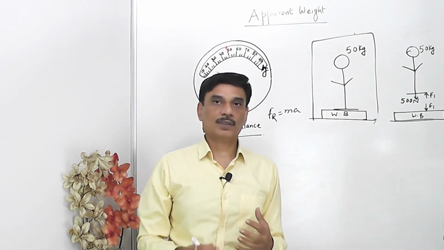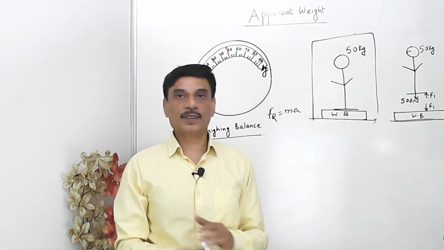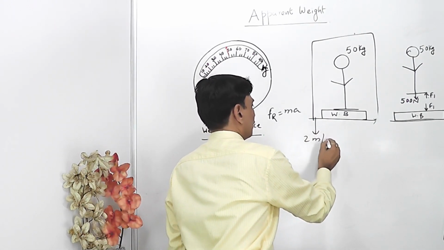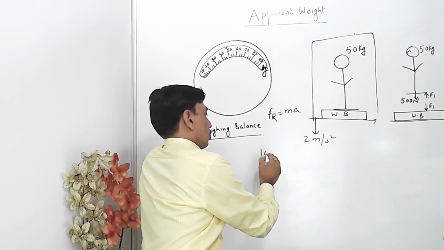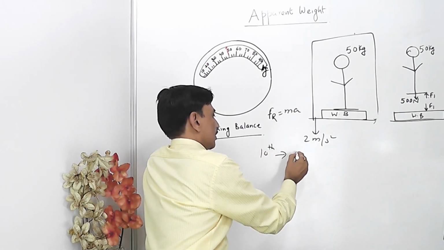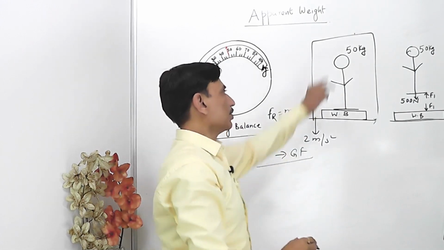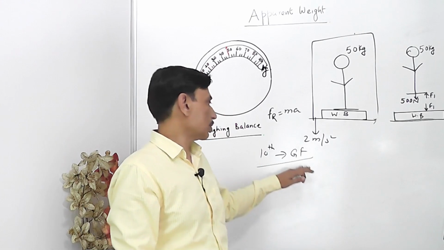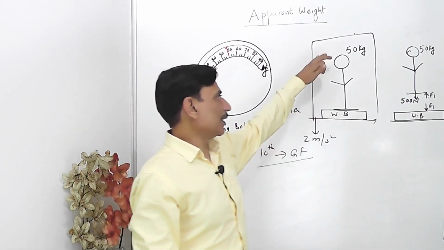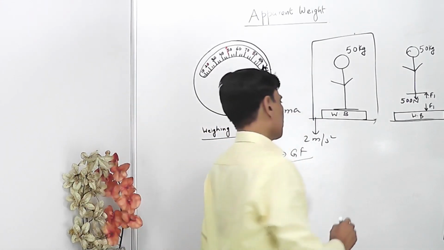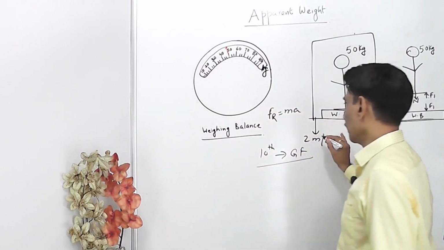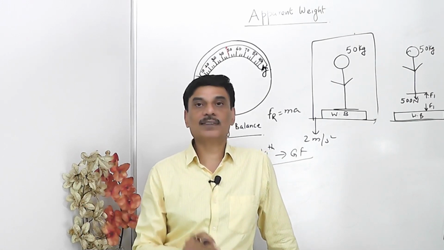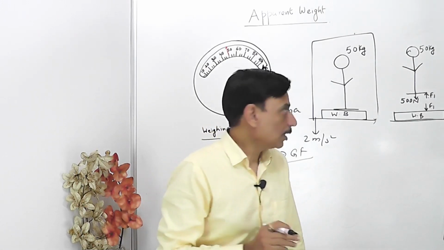Now instead of this lift accelerating up, suppose it is accelerating down. It is going down with 2 meter per second square. Suppose from the 10th floor, we are going to the, let's say, ground floor. So obviously initially it accelerates, then moves to the constant velocity, then brakes are applied, and it halts at ground floor. So this is accelerating in the downward direction, and suppose it is going down with 2 meter per second square. We are interested, that is now what is going to be the reading in weighing balance, that is what is going to be apparent weight.